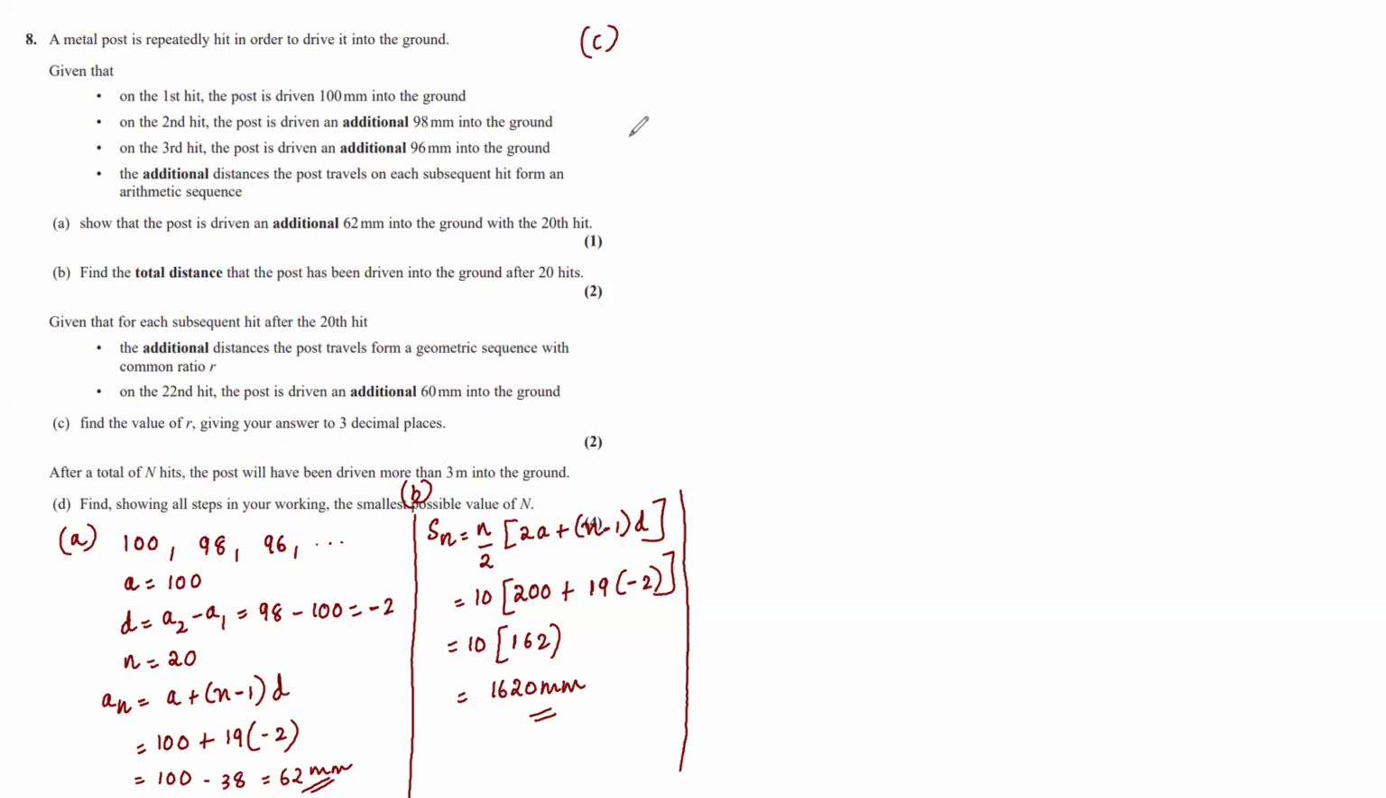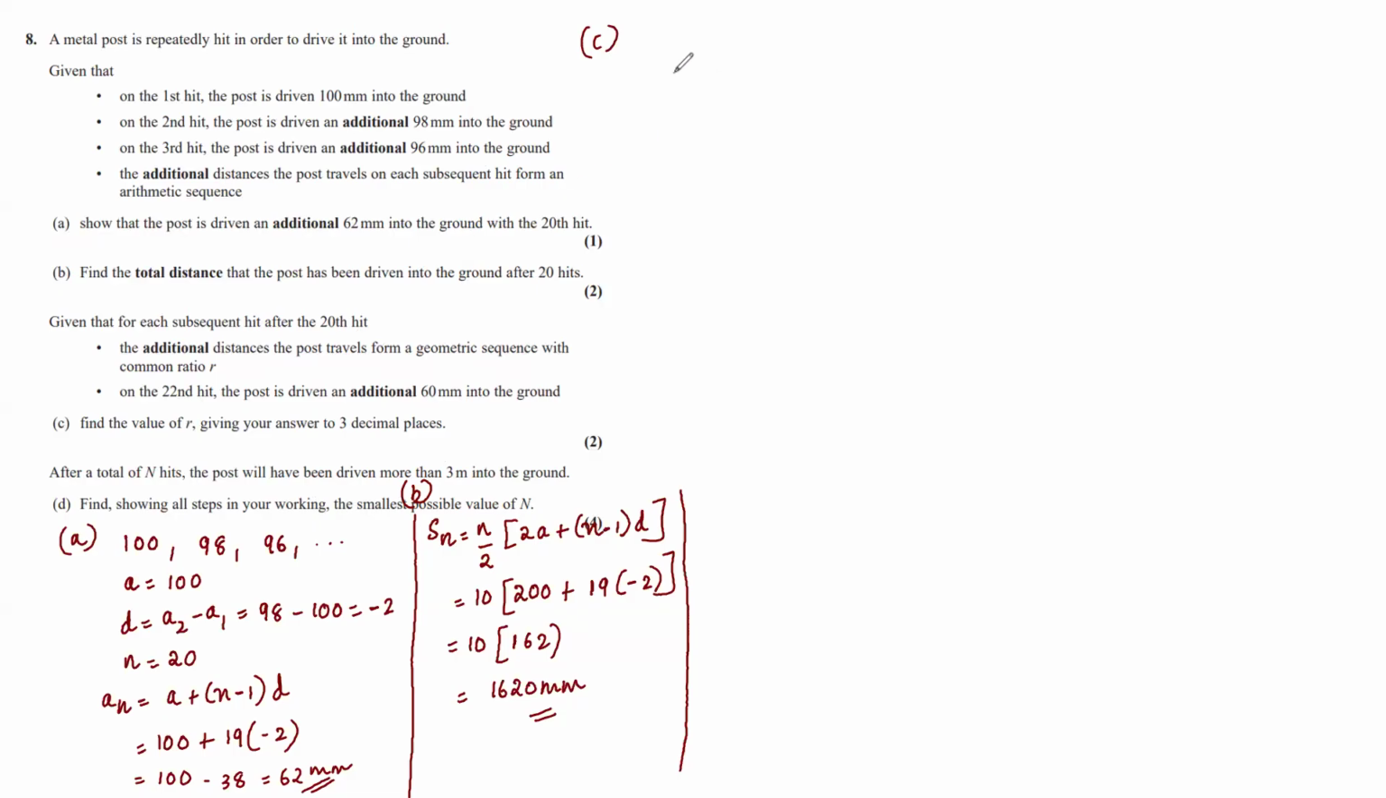given that for each subsequent hit after the 20th hit, so till 20th hit, it was an arithmetic sequence. After the 20th hit, the additional distances the post travels form a geometric sequence with common ratio r. On the 22nd hit, the post is driven an additional 60 millimeter into the ground. Find the value of r, giving your answer to 3 decimal places.